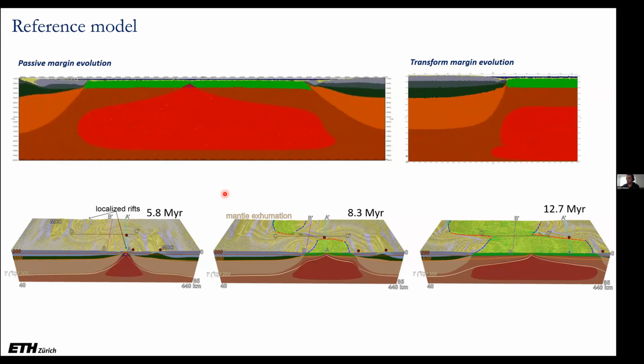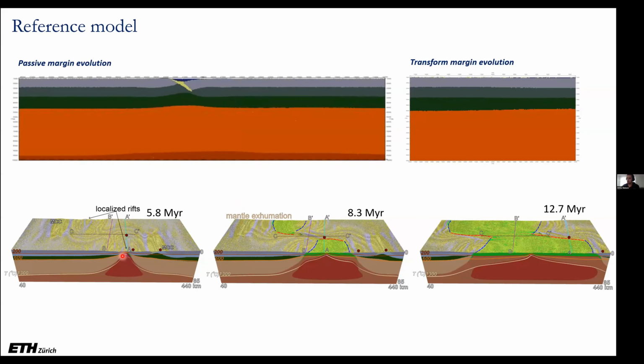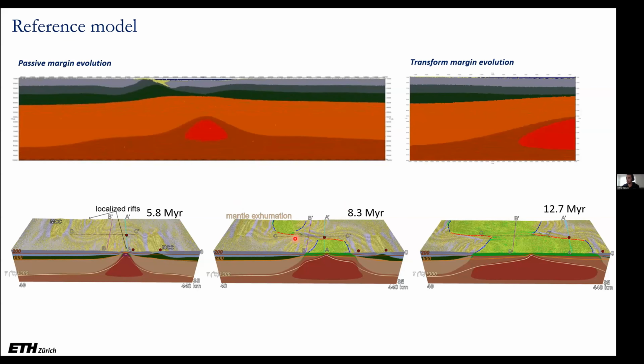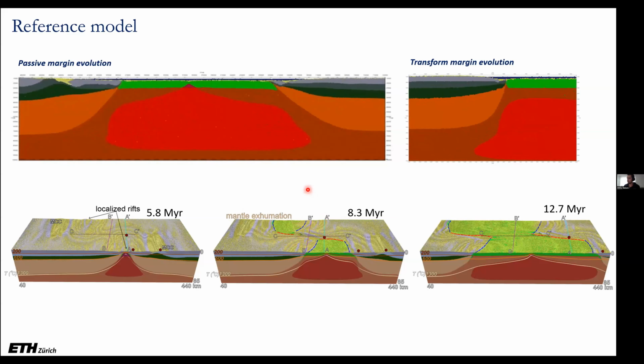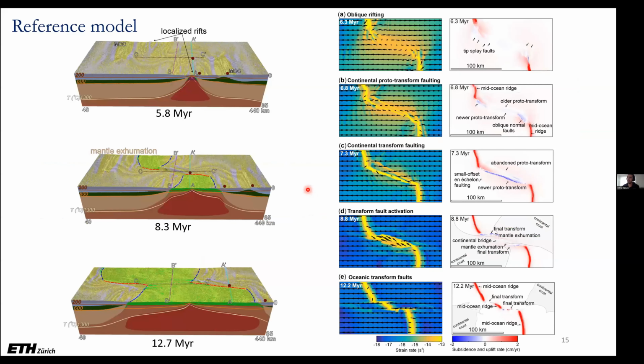I will go through the distinct stages of the evolution along the passive margins, and I will also focus on the evolution within the transfer zone. So here you see three characteristic snapshots of the phase composition and a few steps showing the active deformation, and here I extracted the subsidence and uplift rates.